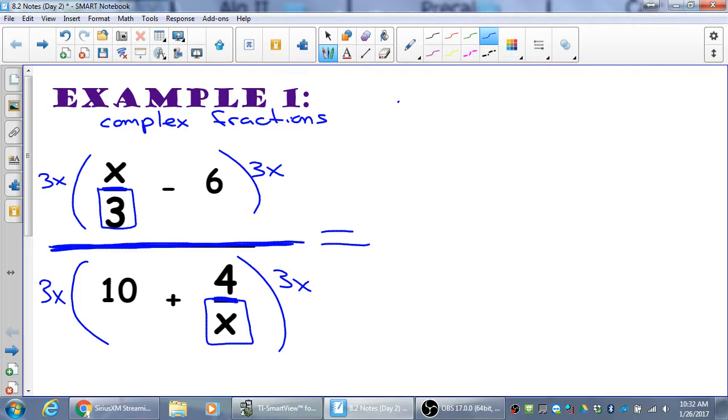When I use 3x for this first one, the 3's cancel. 3 over 3 is 1. What I'm left with is x times x, so we have x squared. But the fraction's gone. Inside, the little fraction's gone. And then when I take 3x times 6, it's minus 18x. Not much you can do with that. So that's the top. Little fraction is gone.